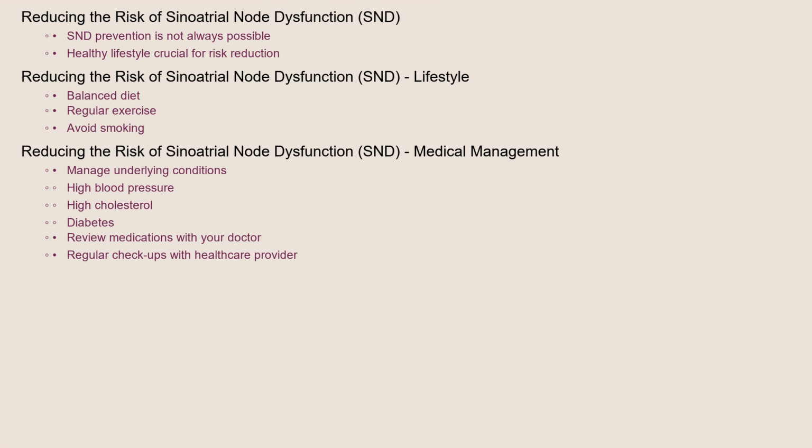While it's not always possible to completely prevent sinoatrial node dysfunction, there are steps you can take to reduce your risk. Maintaining a healthy lifestyle, including a balanced diet, regular exercise, and avoiding smoking, can help protect your heart health. Managing underlying conditions like high blood pressure, high cholesterol, and diabetes is also crucial. If you're taking medications that can affect the sinoatrial node, discuss the potential risks and benefits with your doctor. Regular check-ups with your healthcare provider can help detect and manage any potential heart problems early on.